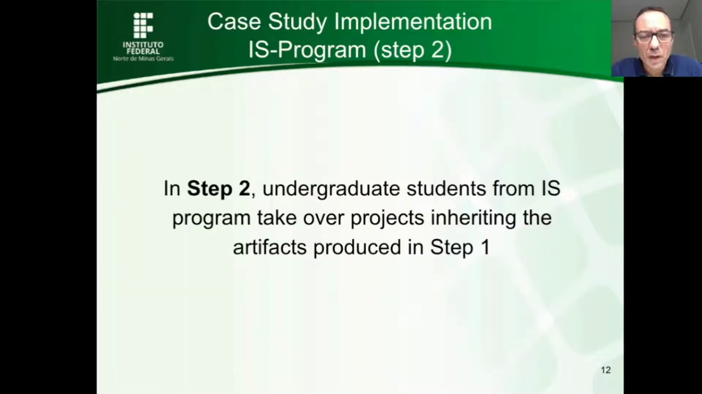In step 2, undergraduate students from the information system program take over projects, inheriting the artifacts produced in step 1. So they have to analyze and choose which projects they would like to implement. It was very interesting at this point to see students evaluating the artifacts produced by other students. They realized the importance of writing clean and understandable code and quality of documentation, models and diagrams.